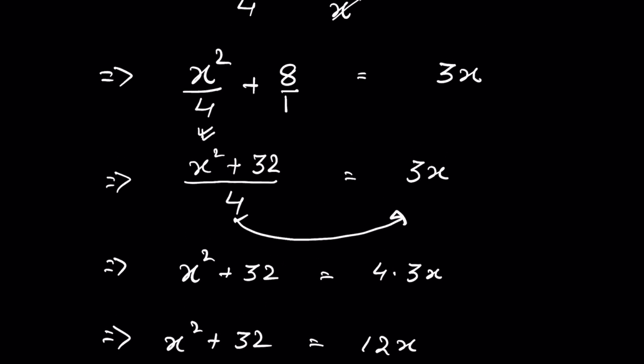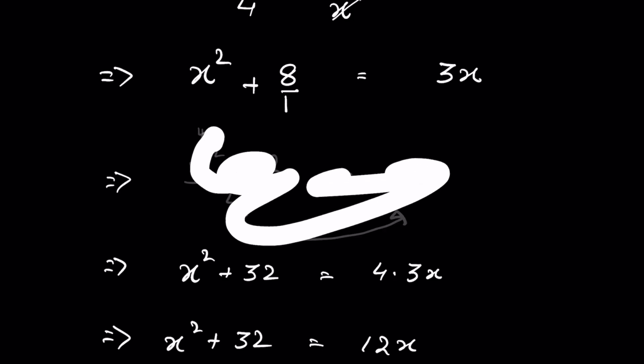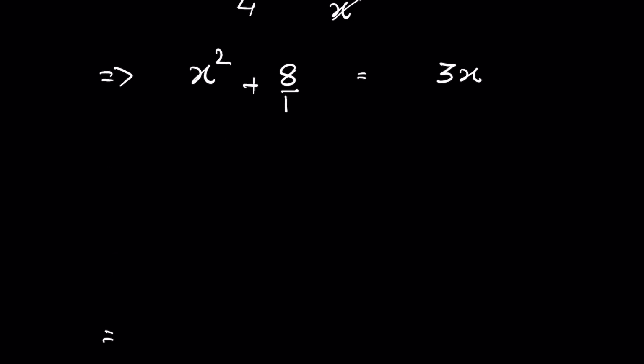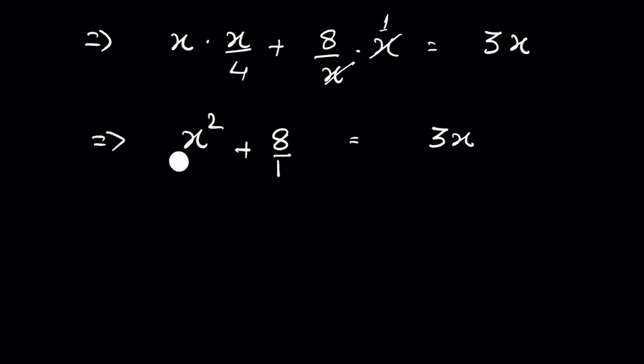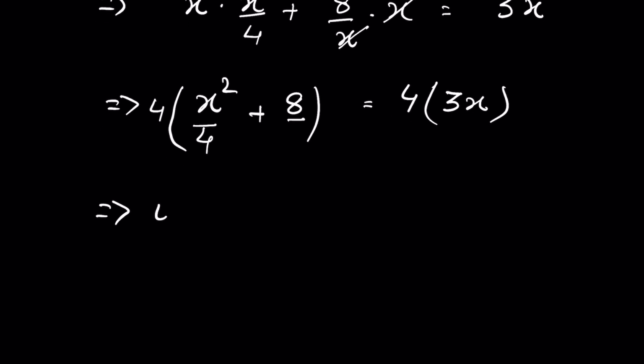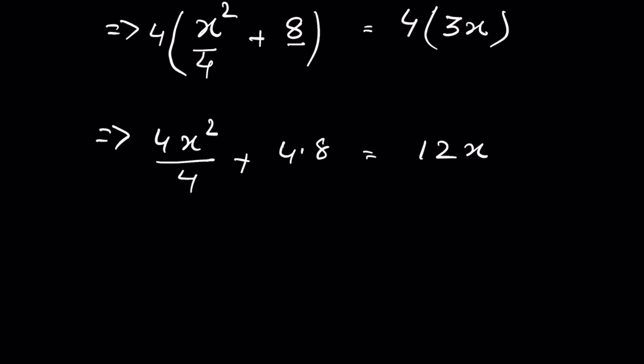Or what we can do, which I find much easier and you will also find it easier, we have x square upon 4 here, so we multiply both LHS and RHS by 4. That will give us 4x square upon 4 plus 4 times 8 is equal to 12x. Here 4 and 4 will get cancelled. x square plus 32 is equal to 12x. Now you understood whenever there is a variable, how we can get the LCD and multiply it.